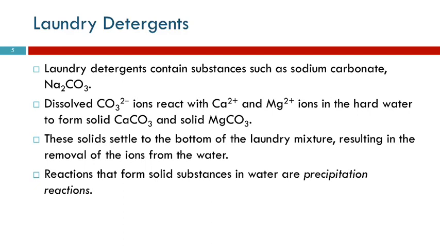This is an example of a precipitation reaction. So we have a reaction that forms a solid substance in water. Now you don't notice the magnesium carbonate and the calcium carbonate because the quantities of calcium and magnesium in the water are quite small. And so it's forming this solid that precipitates, but it's not something that we would actually notice. But that's why laundry detergent works better to wash your clothes than using like hand soap.